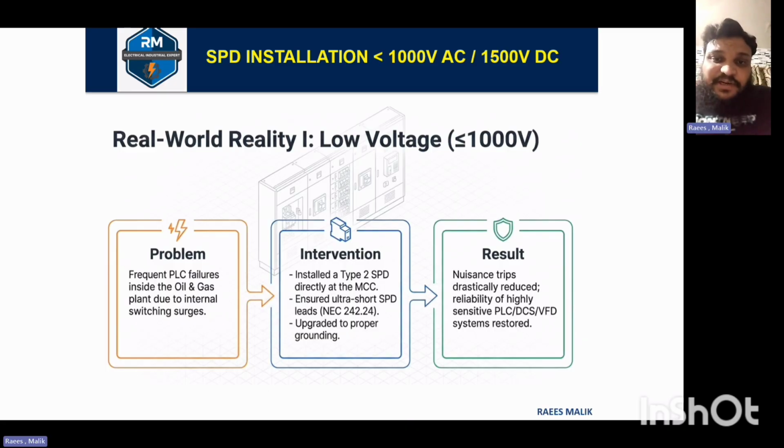Install a type 2 SPD that is directly connected to the MCC, we can say VFDs and the UPS and the other distribution feeders. So what is its function? It ensures ultra short SPD leads and upgraded proper grounding. So it will work appropriately and faster to divert the surges. So what are the results? Nuisance tripping drastically reduced, and reliability of the highly sensitive PLCs, DCS, electronic relays, and VFD systems restored.